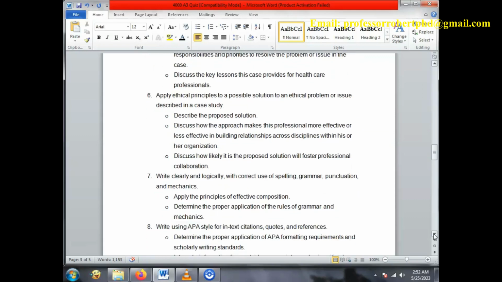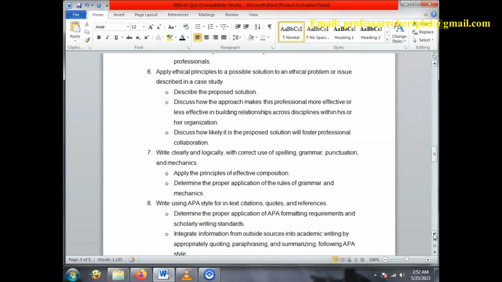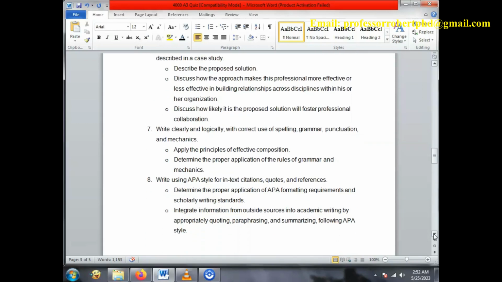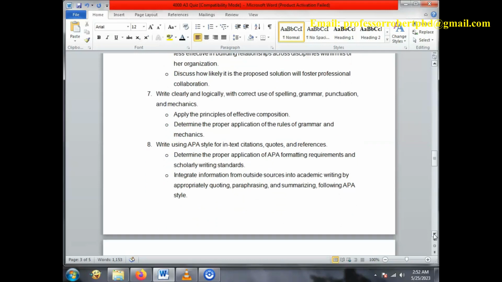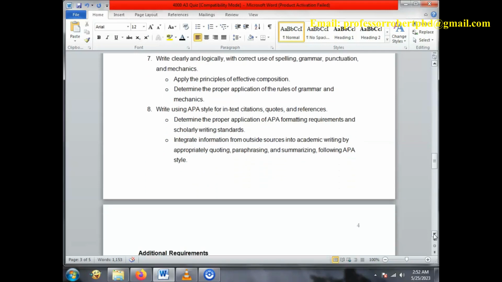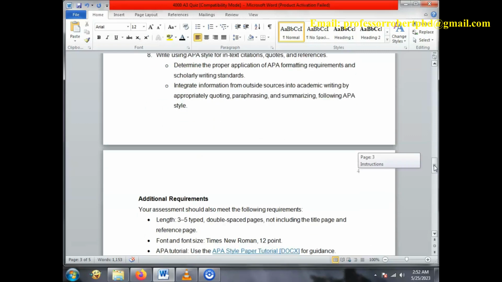7. Write clearly and logically, with correct use of spelling, grammar, punctuation, and mechanics. Apply the principles of effective composition. Determine the proper application of the rules of grammar and mechanics. 8. Write using APA style for in-text citations, quotes, and references. Determine the proper application of APA formatting requirements and scholarly writing standards. Integrate information from outside sources into academic writing by appropriately quoting, paraphrasing, and summarizing, following APA style.